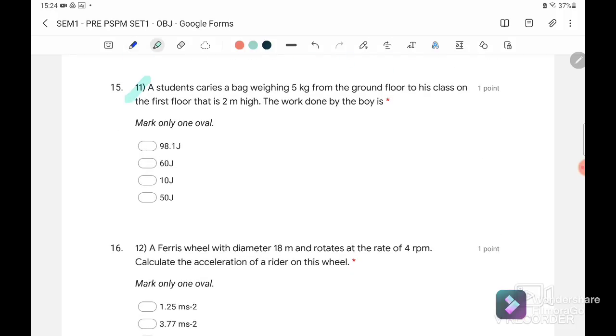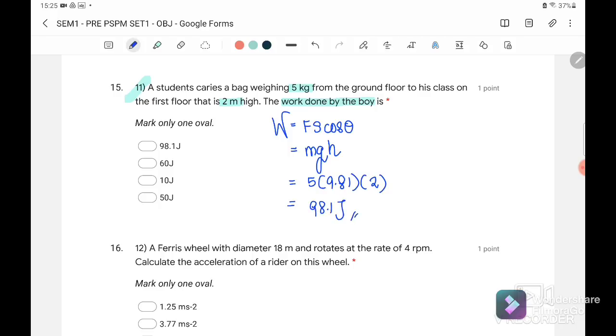Question number 11. A student carries a bag with a mass of 5 kg from the ground to his class on the first floor, 2 meter high. Find the work done by the boy. The work done is equal to force times displacement cos theta. The force here is mg, and the displacement here is the height. Therefore the work done is equal to the potential energy. So m is 5 kg times 9.81 times the height 2 meter. Therefore the answer is 98.1 joule. The answer is A.